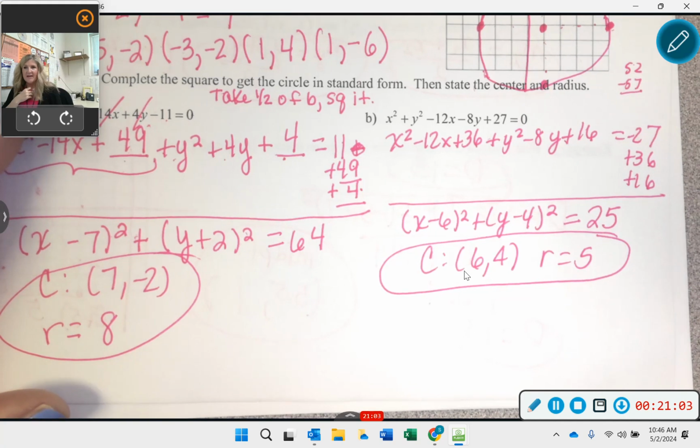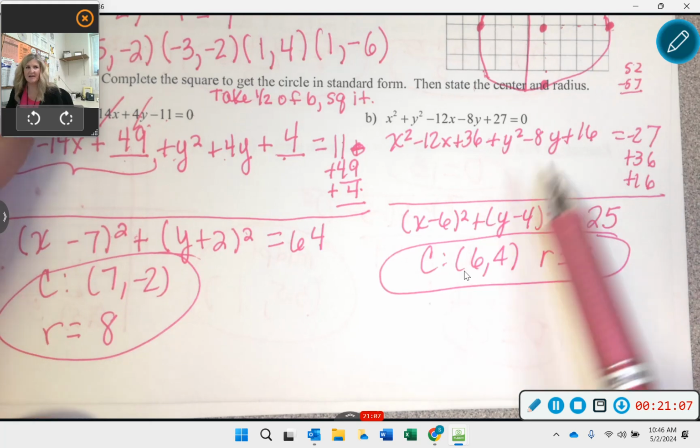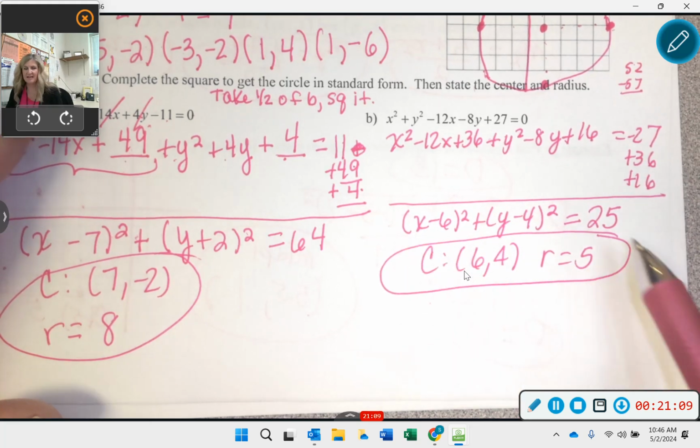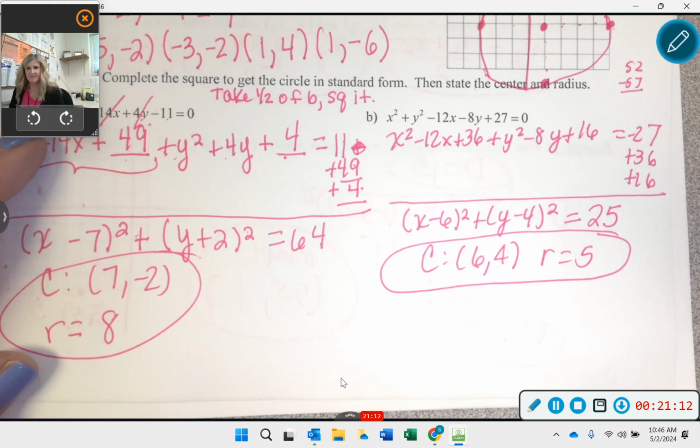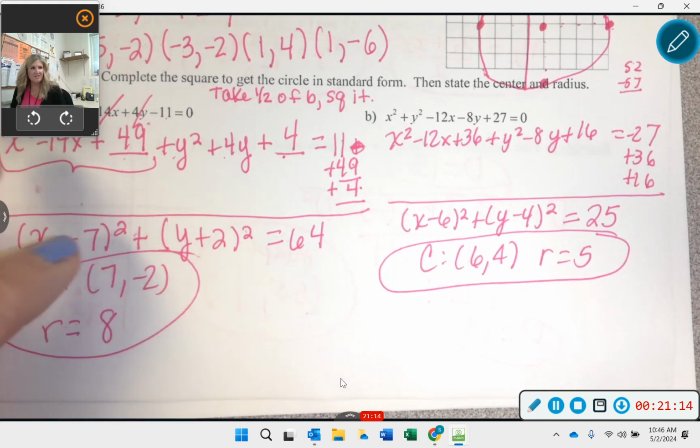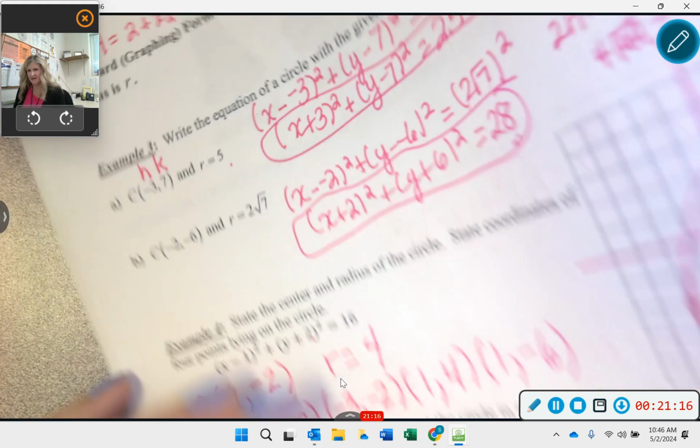Give me a quick hand raise when you got it right. All right. Most people have got it. If you don't, then just copy it down and try it again later. Questions? All right. Final stretch here.